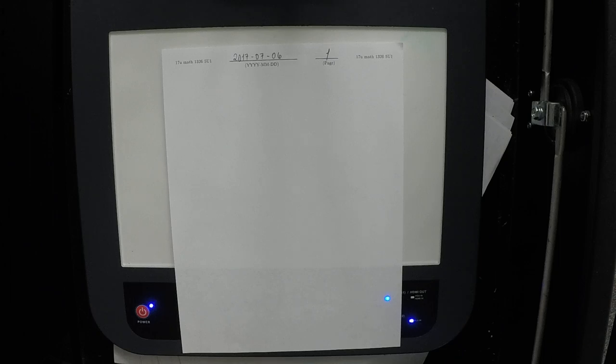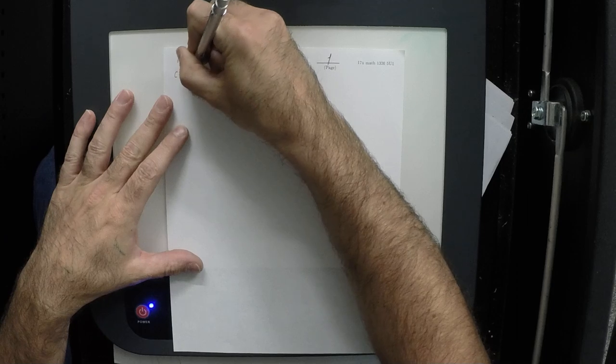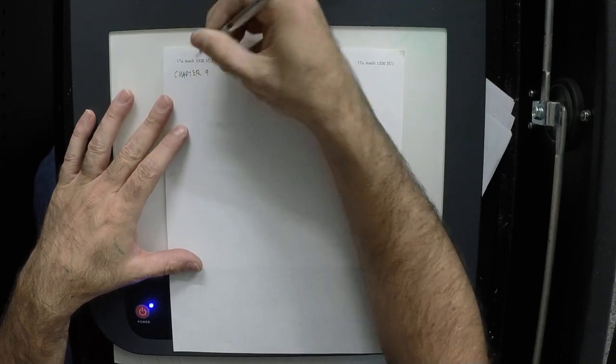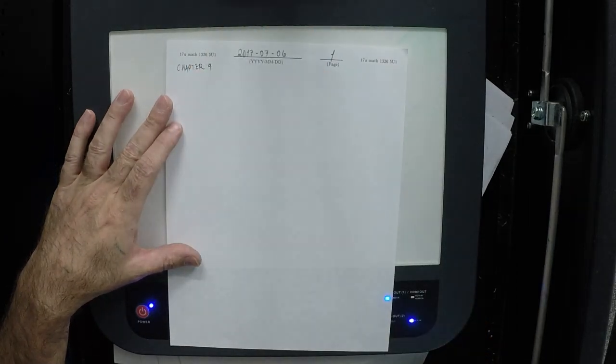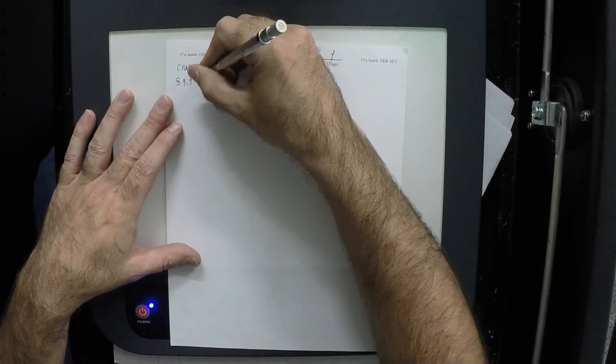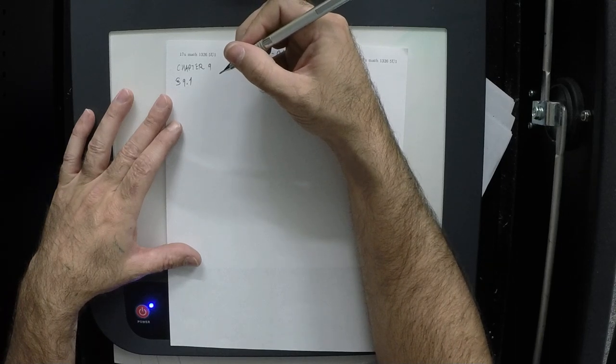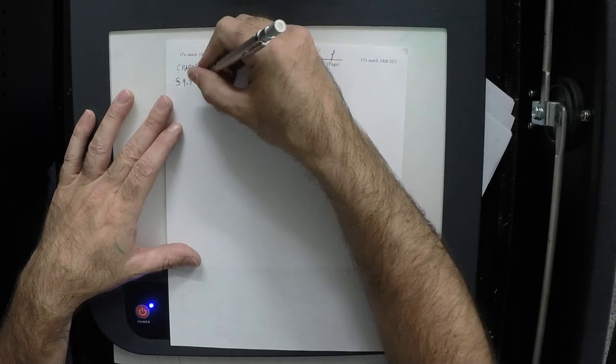Okay, so we're in chapter 9. And specifically, we're in section 9.1, which is called something like, what do they want to call it? Functions of several variables.